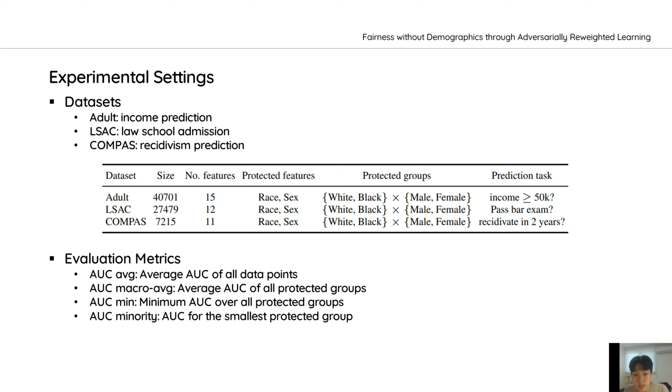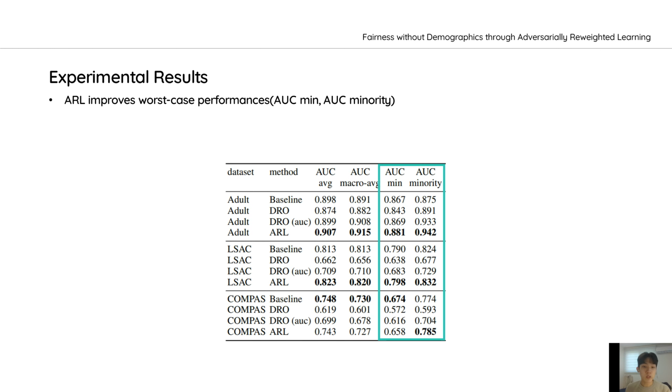And they evaluate methods based on the following metrics. The first two metrics, AUC average and AUC macro average, show the overall performance of the method, and the last two metrics, AUC minimum and AUC minority, show worst-case performance among groups. As a result, ARL improved worst-case performance in all datasets other than LSAC, so it shows that handling data points in the CI region can improve performance of minority groups close to the average of overall data, which means it improves the fairness of the model.